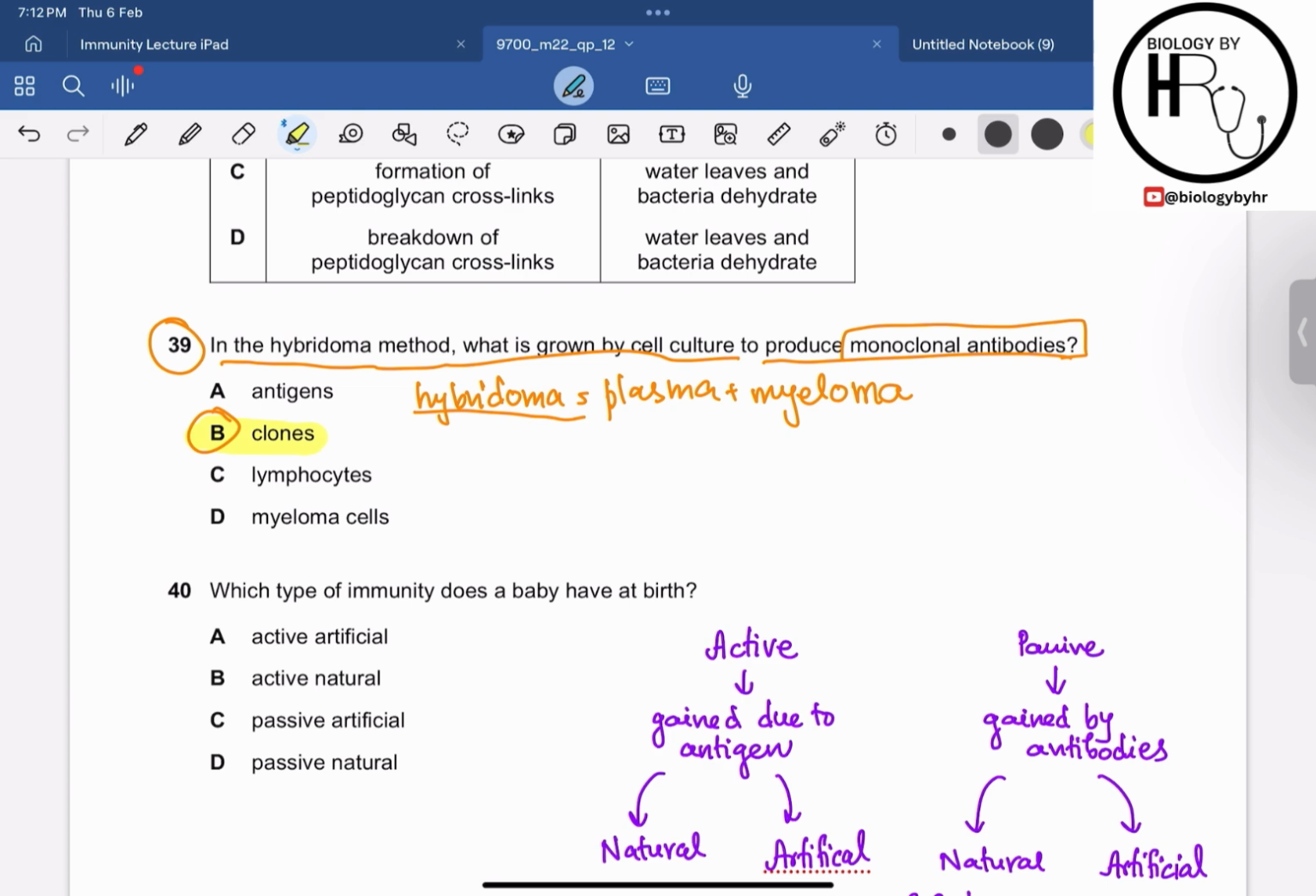I hope that this MCQ is clear to all of you, that we are basically growing the clones of the hybridoma cells in the cell culture to produce the identical monoclonal antibodies, right?